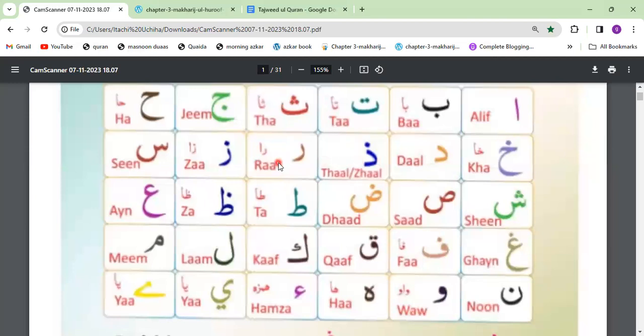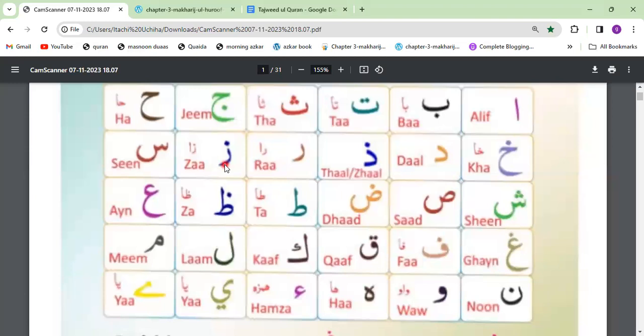Then we have the letter Ra. It's going to be using only the tip of our tongue, and you have to roll it behind your front two teeth, right? Ra. Say it. Ra.